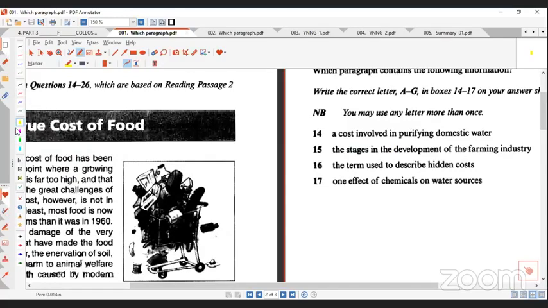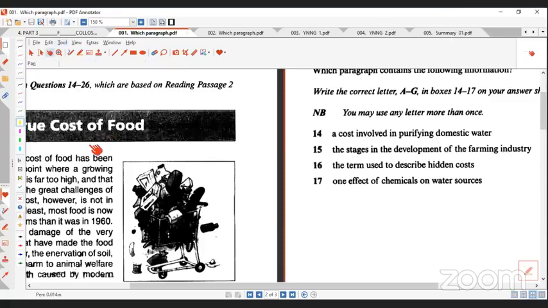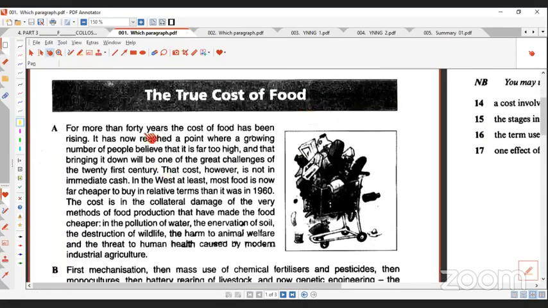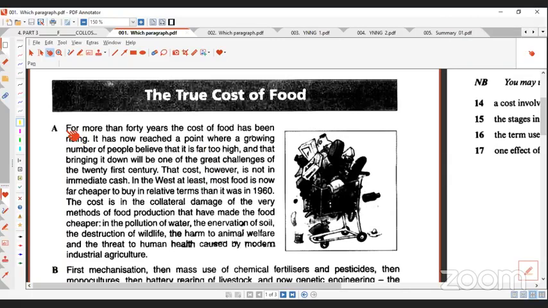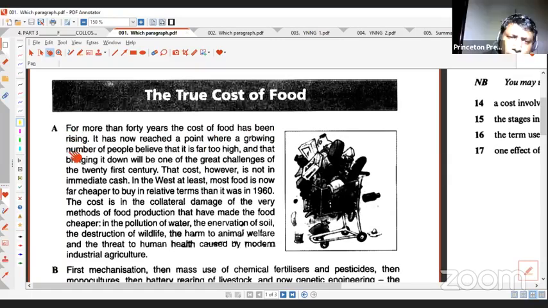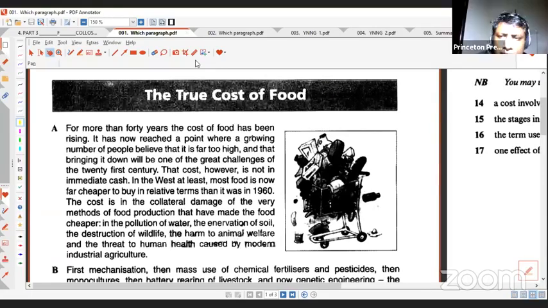So here, what are you looking for? Who can tell me? Whatever may be the case, the first line is quite important. The topic sentence, what they're talking about, gives you a better understanding. Okay, so just a moment.